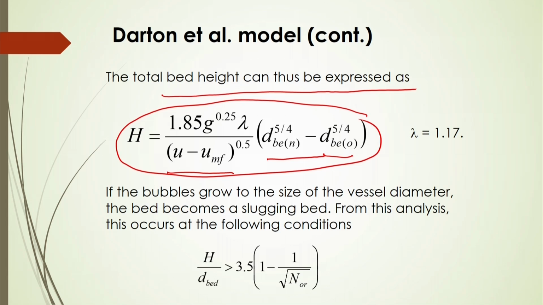Now, if the bubbles grow to the size of the vessel diameter, the bed becomes a slugging bed. From this analysis, this occurs at the following conditions. Here you can say h by d bed, if it is greater than 3.5 into 1 minus 1 by root over n var, you can say that there will be a formation of this bubble in such a way that the bubble size will be almost equal to the vessel diameter, and in that case the bed will behave like a slugging bed.